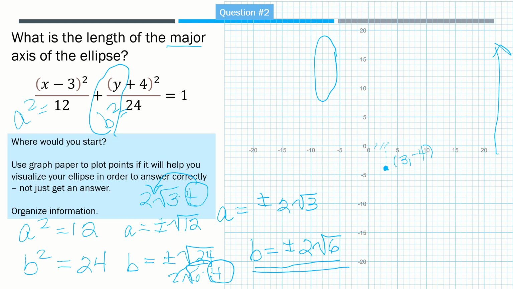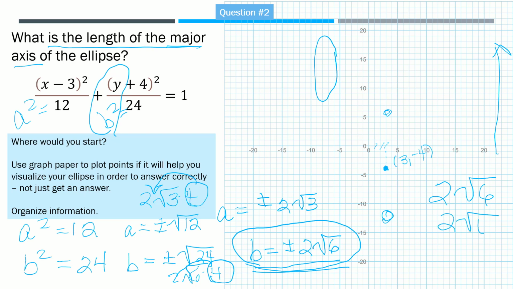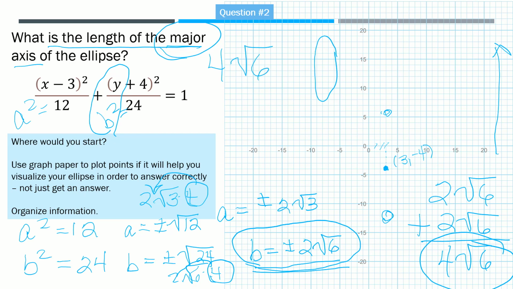The question asks us, what is the length of the major axis? So we've determined that it's going to be longer going up and down, and that length of the semi-major axis is 2 square roots of 6. So if we have 2 of those, you can multiply 2 times 2 square roots of 6, or add these together, and you get 4 square roots of 6. So the length of the major axis is 4 square roots of 6. That's the entire length from here to here. It looks something like this. This is not an exact graph, but it gives me an idea of what I'm looking at.